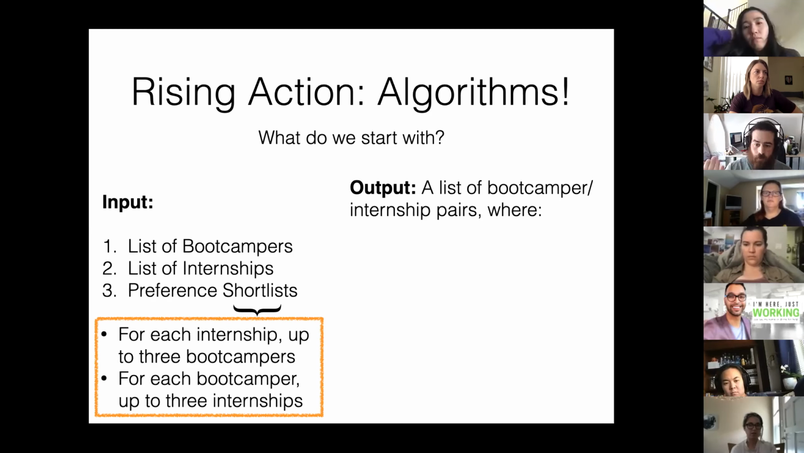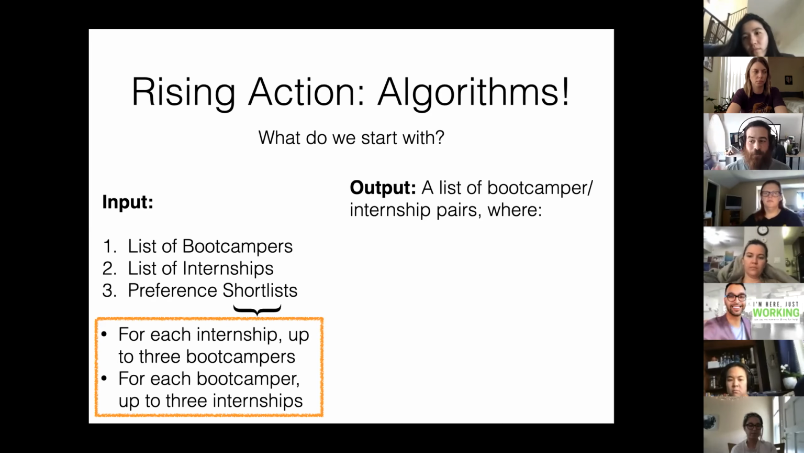Now, what's the output going to be? It's going to be a list of pairs, right? Because you need to put boot campers at internships. And not just any pairs. If it was any pairs, here's a really good algorithm. If we would accept any pairs, sort the list of boot campers alphabetically, sort the list of companies alphabetically, pair them up, problem solved. Very nice. No, we have to rule that out.